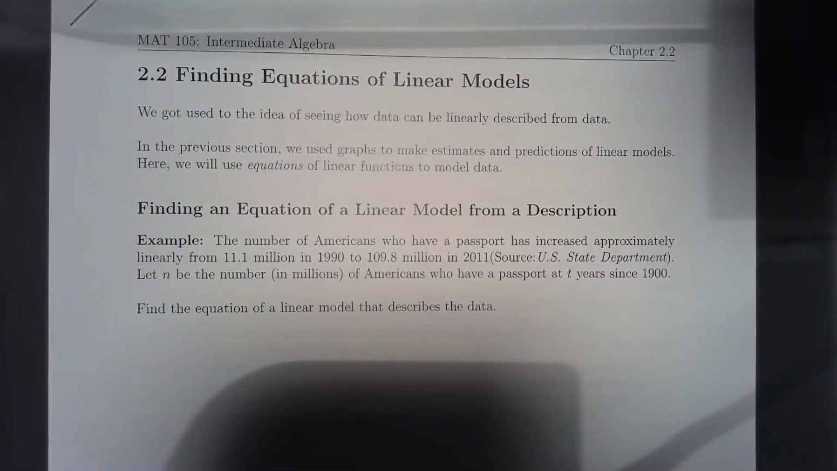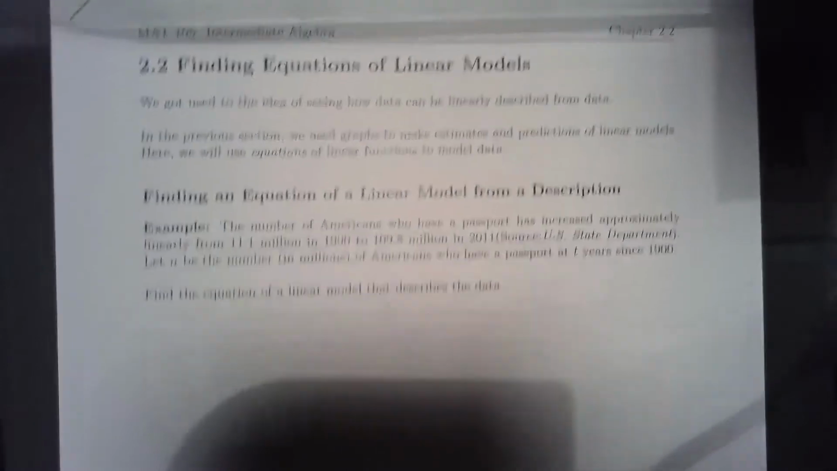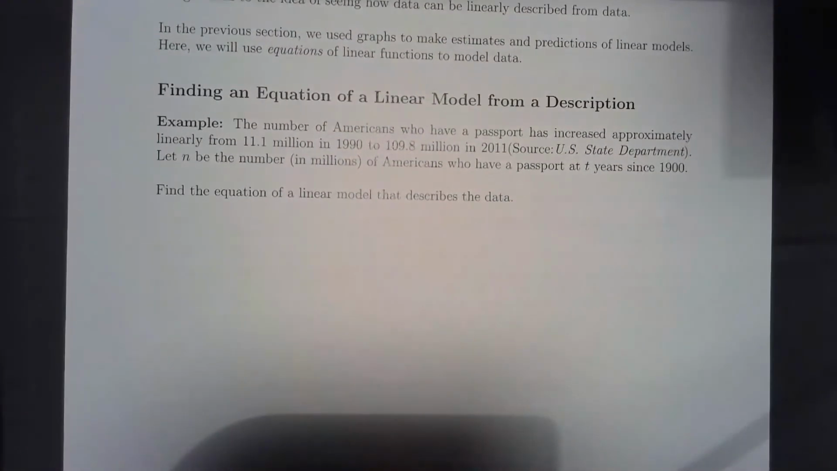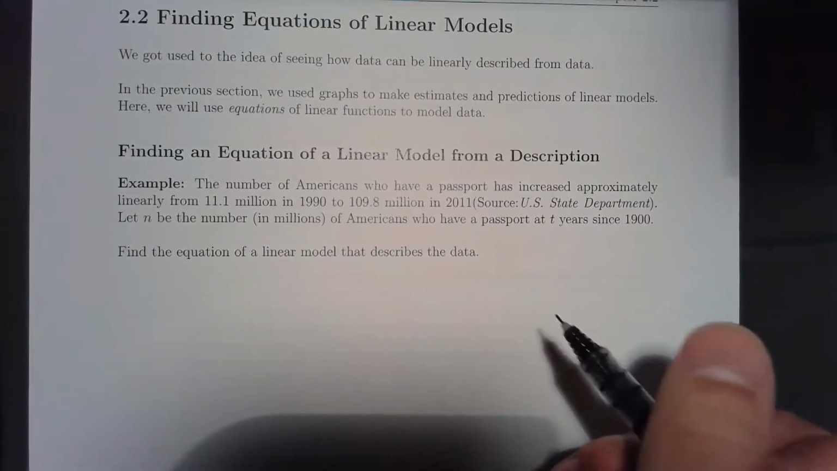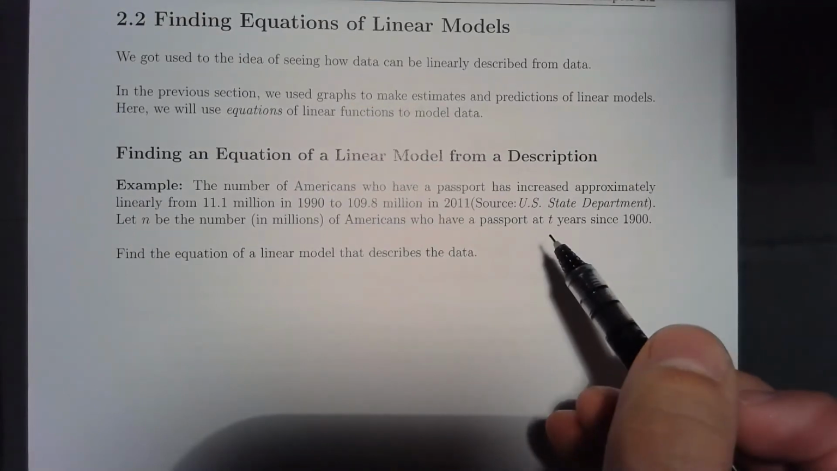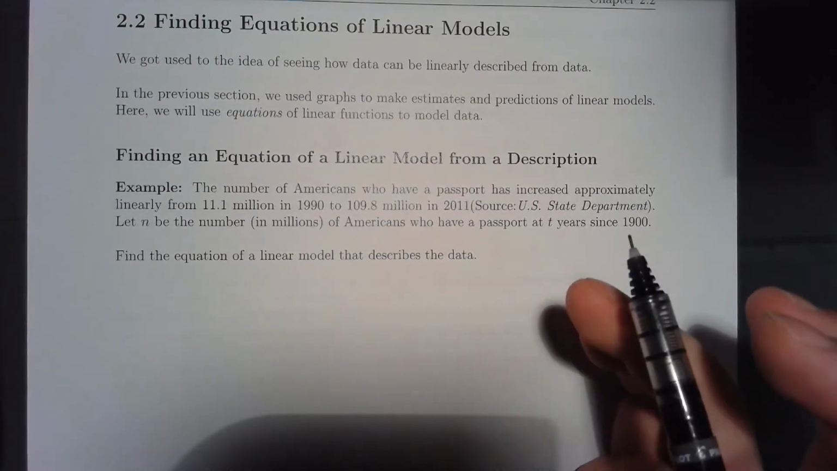All right, 2.2, finding equations of linear models. All right, so when we're doing this, instead of looking at raw data like we did in the previous section, we're going to look at how to get this information from descriptions and from doing it by hand from raw data. We're going to have raw data itself in a problem later on, but how do we get a linear model, not just from a graph, but by hand?